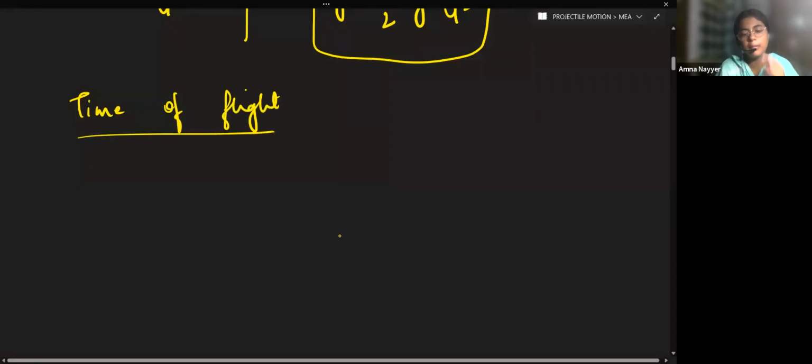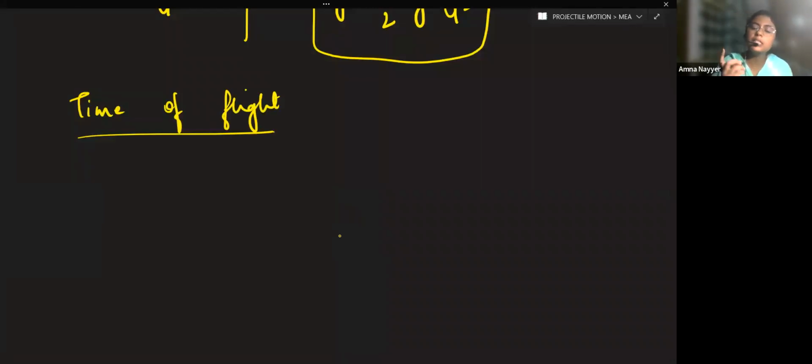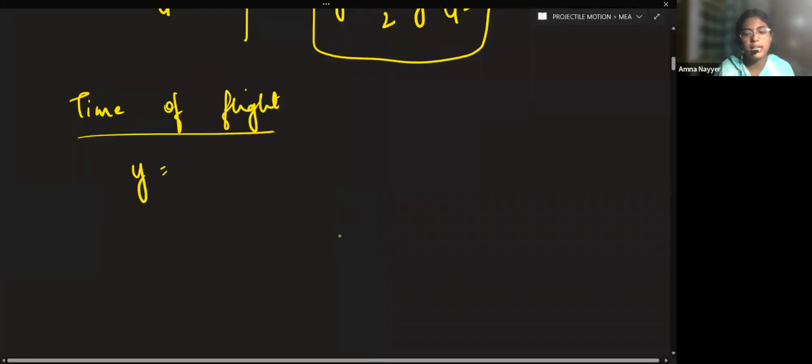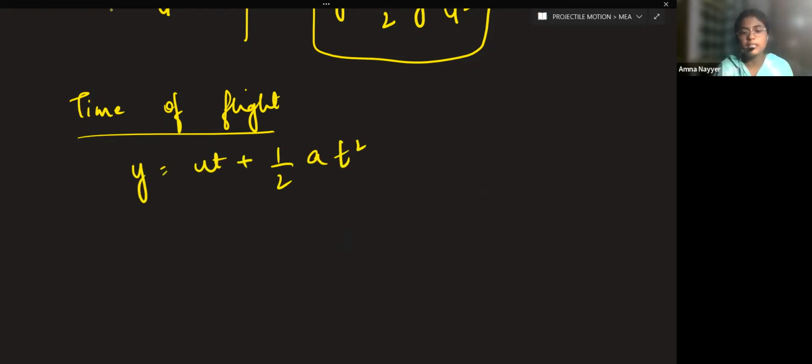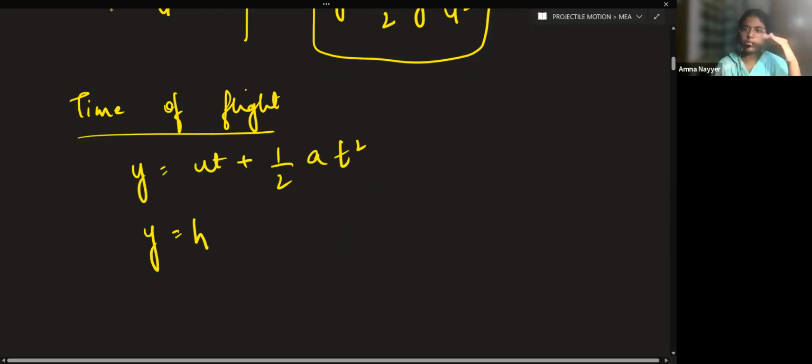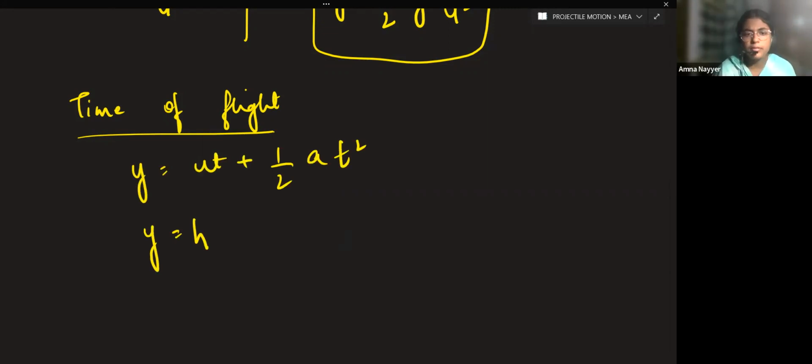So see, for time of flight also, if you use this equation for the y-axis only, ut plus half a t square. Now y is the height of the building or the projectile, that we write. See, uy will be equal to 0. There is no initial velocity along the y-axis. Everything is horizontal, along the x-axis only.